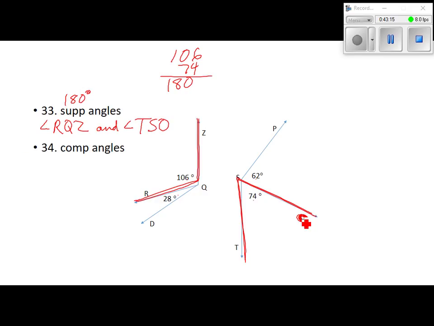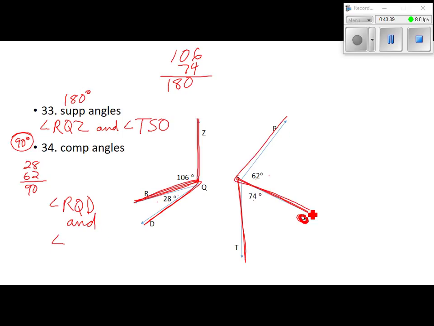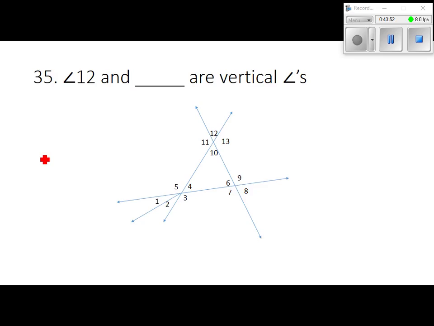Complementary angles. Complementary angles add up to 90 degrees. So two angles that add up to 90 degrees. I look here, 28, 62, 28 plus 62 gives us 90. So those are the two angles I want. So I'm looking at this angle, I got to name it. Angle RQD and angle, the 62 degree angle is this one, angle PSO. Those are your two answers. Making sure you use your symbol and 3 letters to name an angle.